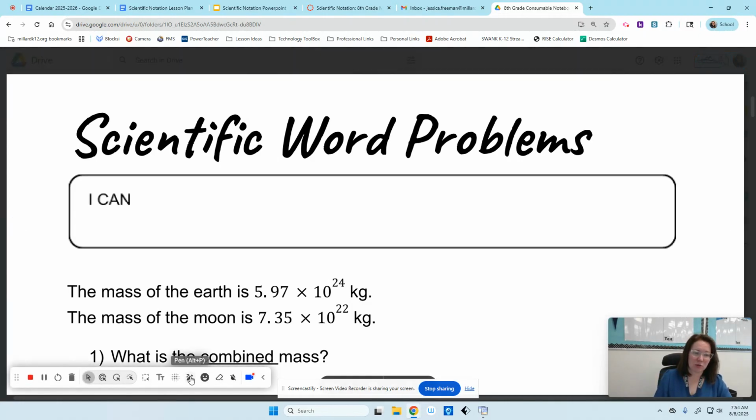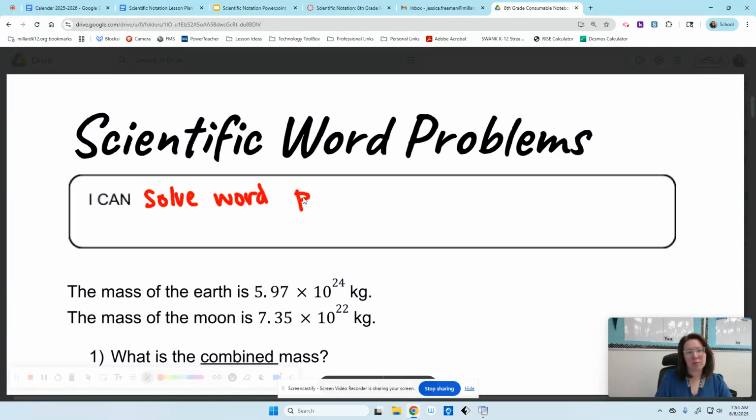Let's write down our goal. I can solve word problems using or involving scientific notation.